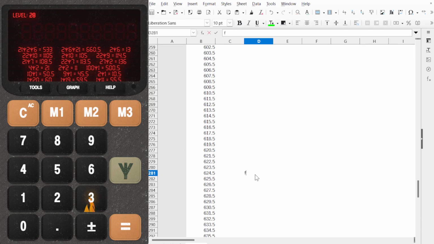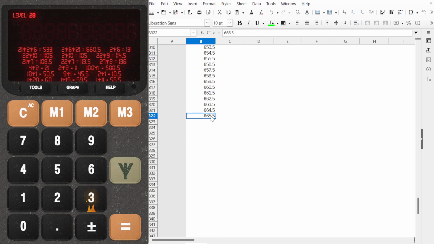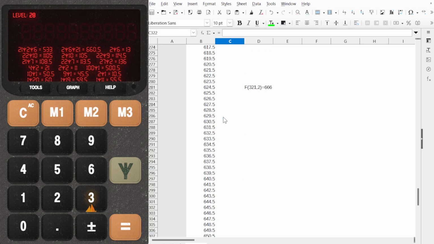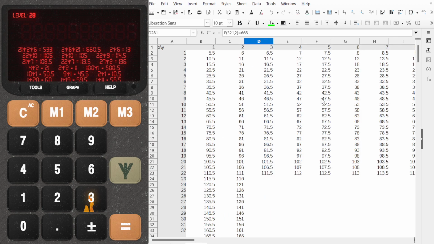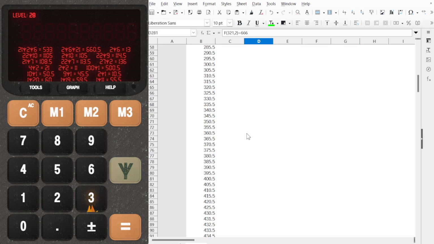So f of 321 and 2 equals 666. Because right here I get 665.5, and if I go 1 to the left I would be getting 0.5 more. Okay, so all I need to do is plot the number 321, because I can write this from left to right, and I don't need to look at the part of the function that is going astray.